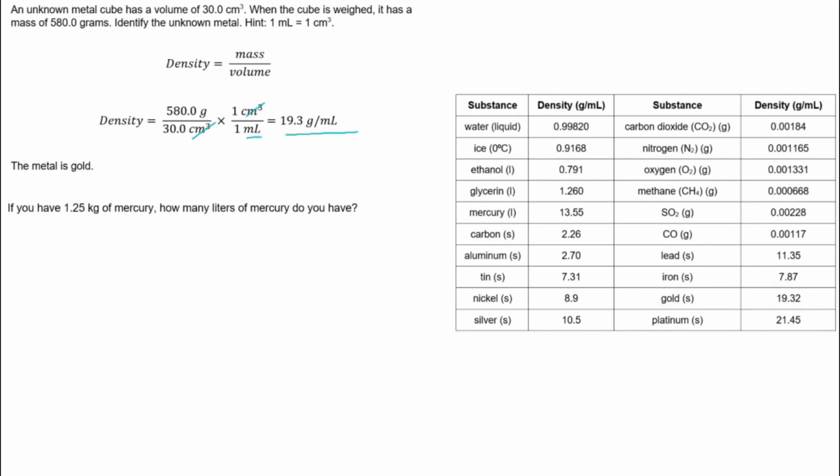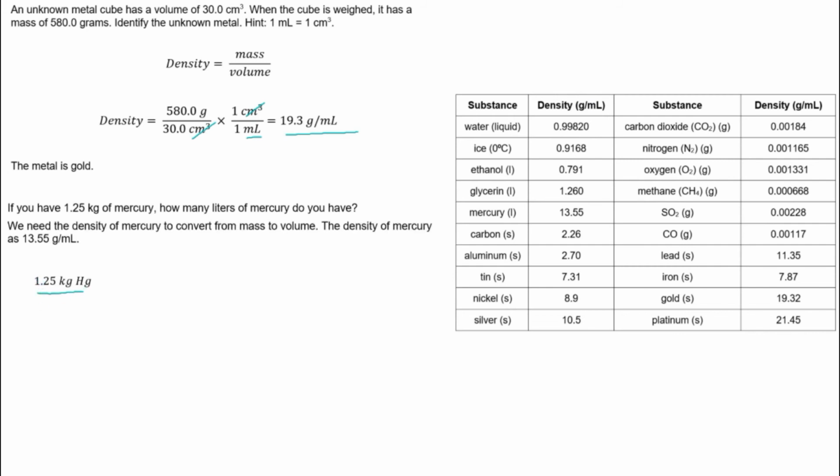Next question. If you have 1.25 kilograms of mercury, how many liters of mercury do you have? Mercury is an unusual metal. At room temperature, it is a liquid. So let's find mercury on our table. Here it is right here. Now remember, this 13.55 is measured in grams per milliliter.